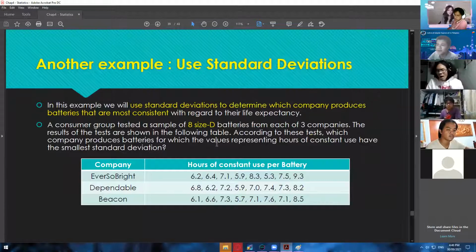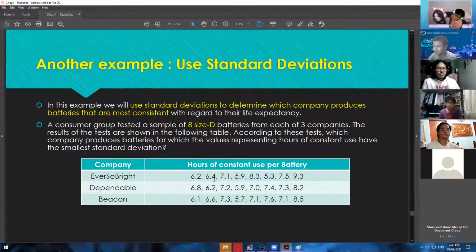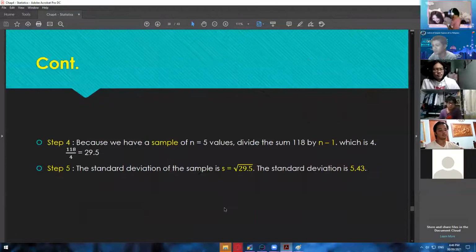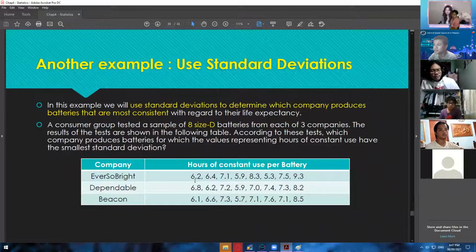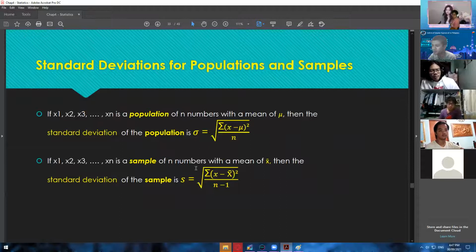Anyway, we have another example here wherein, of course, we have to identify the standard deviation. Again, you can use step 1 to step 5. But in here, I think I've shown the other way around, which is the one-shot formula, this one right here.